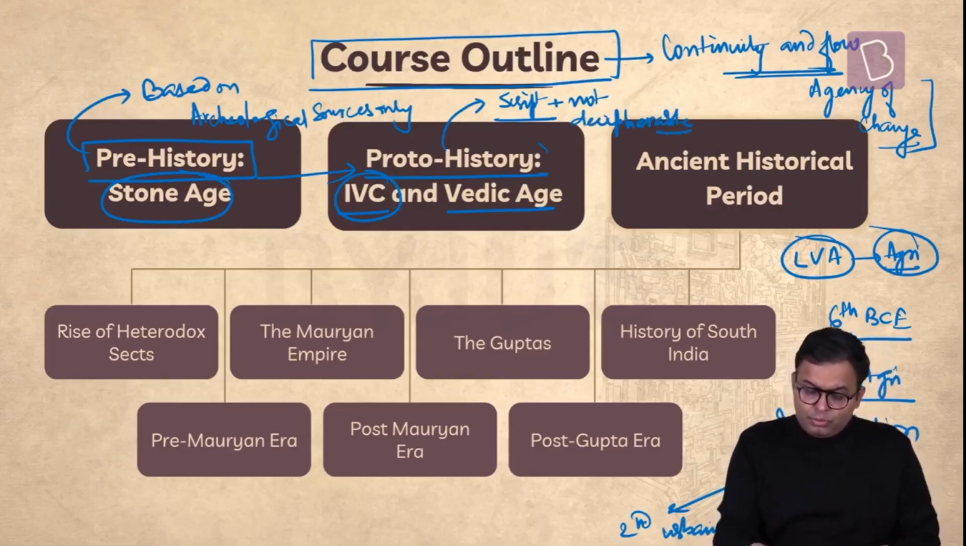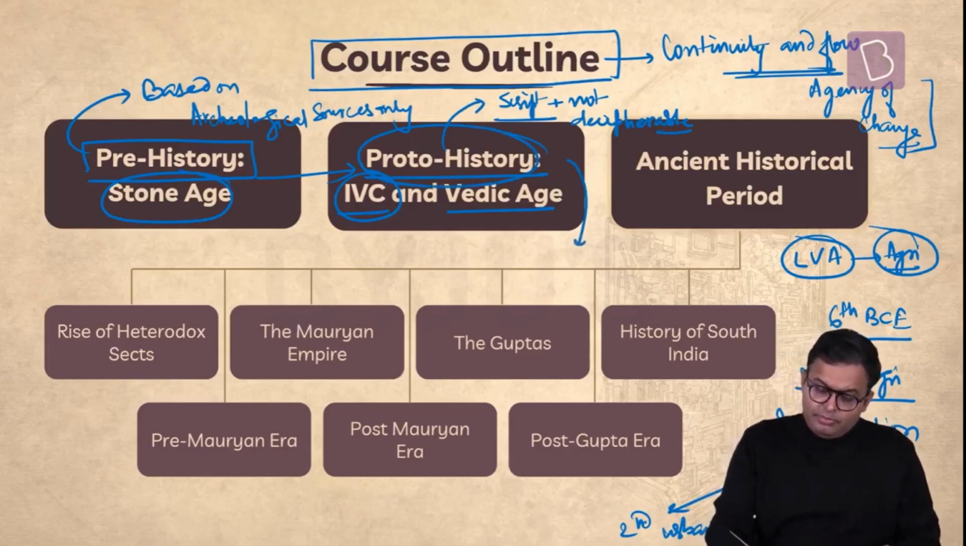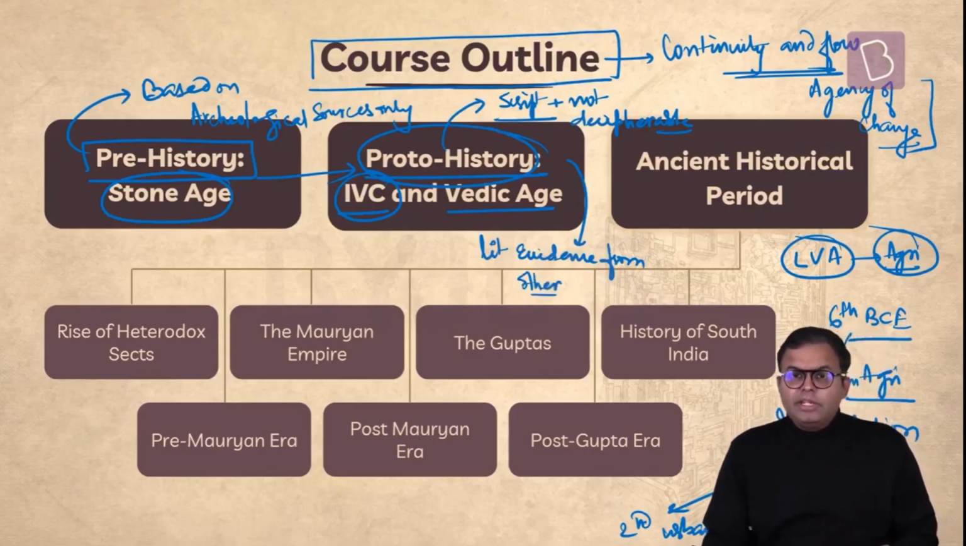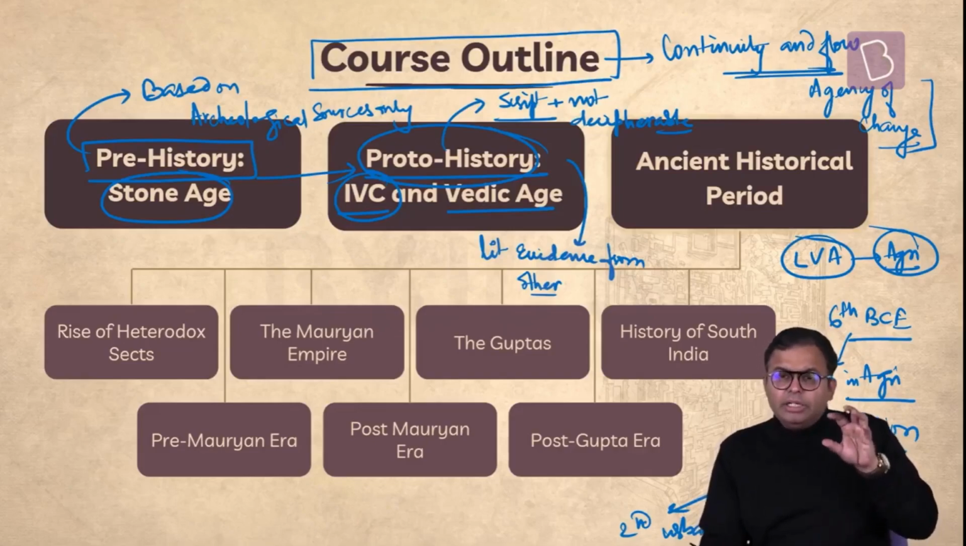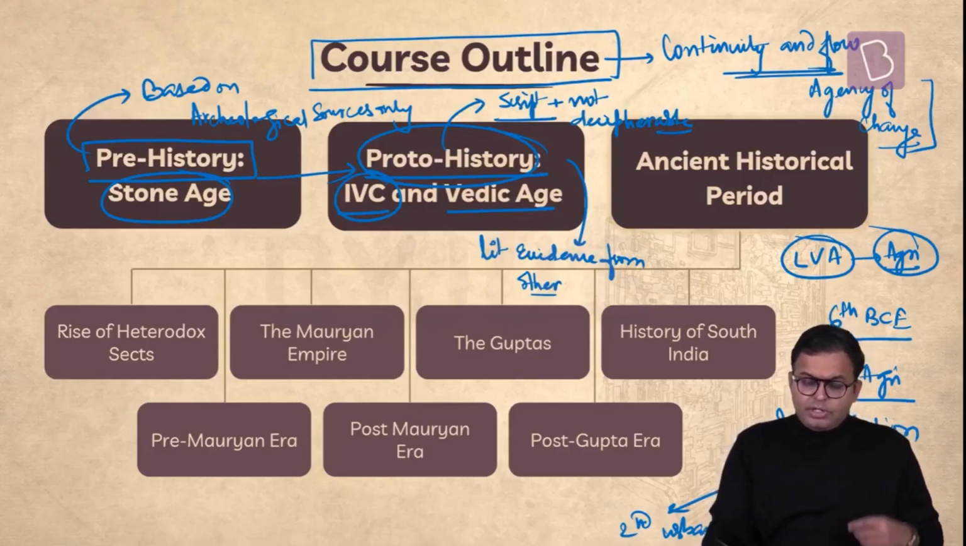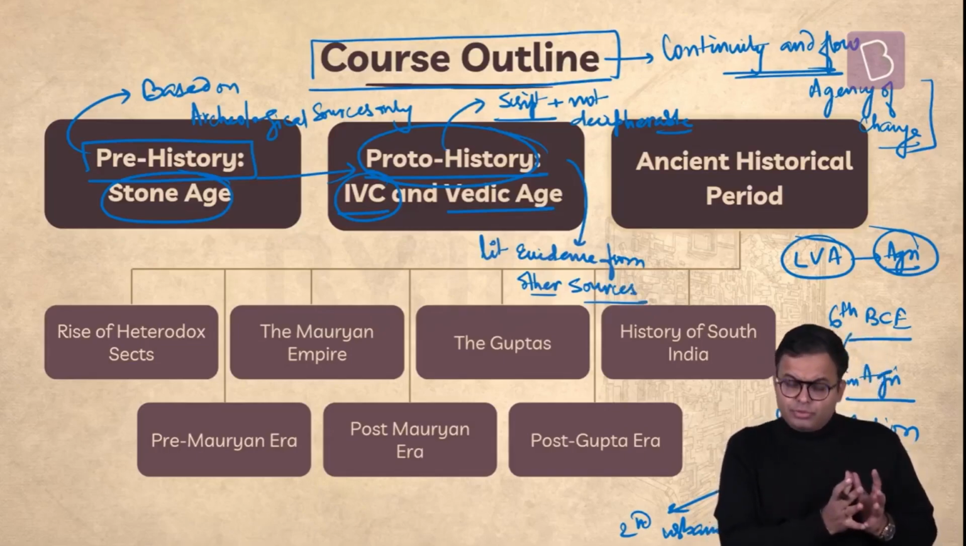Also, in this proto-historic period, we find that the knowledge is available, the literary evidence is available, but from other sources. For example, with respect to Indus Valley civilization, we have a script that is not decipherable. Decipherable means you are able to read. We know that we have not been able to read the Indus Valley script. So, literary evidence is available from other sources, contemporary sources. For example, we have Mesopotamian sources.